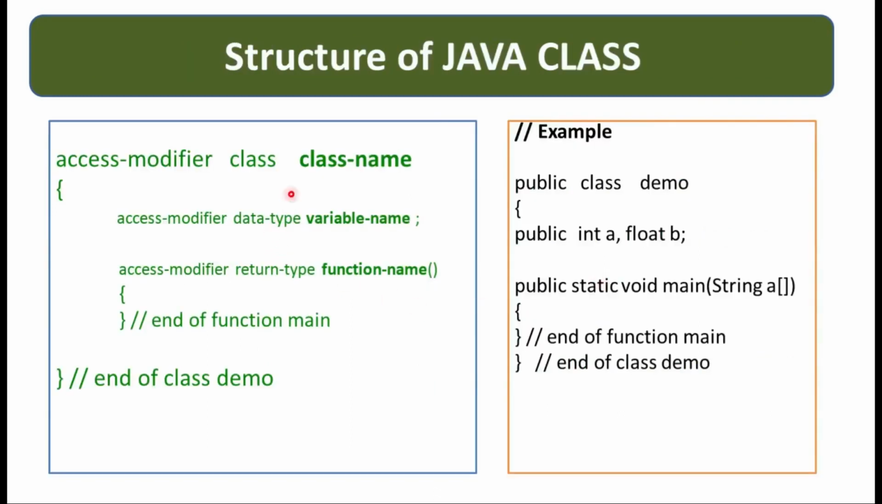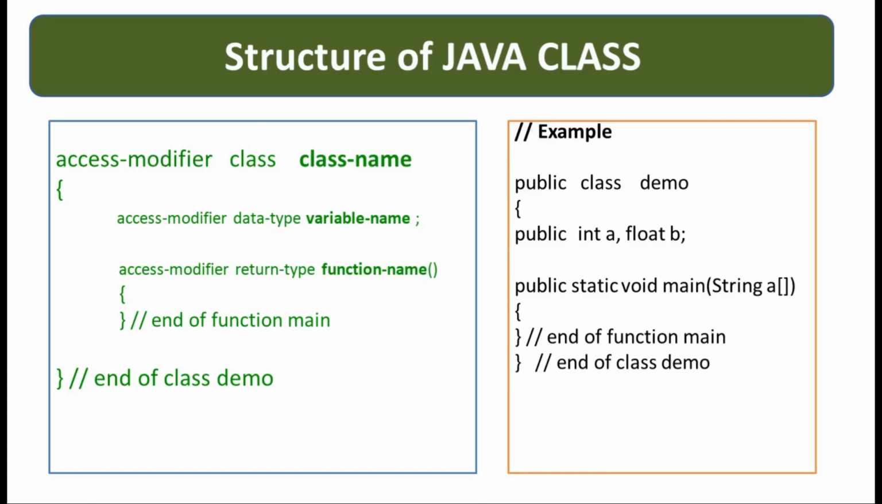Now coming to the syntax of creating a Java class, this shows the syntax. Here is an example using this syntax. First of all, we will see the syntax. In this syntax, you can create a class with any name, the way I've shown sample or demo, that is the class name. This class is a keyword that is compulsory. This is called an access modifier.